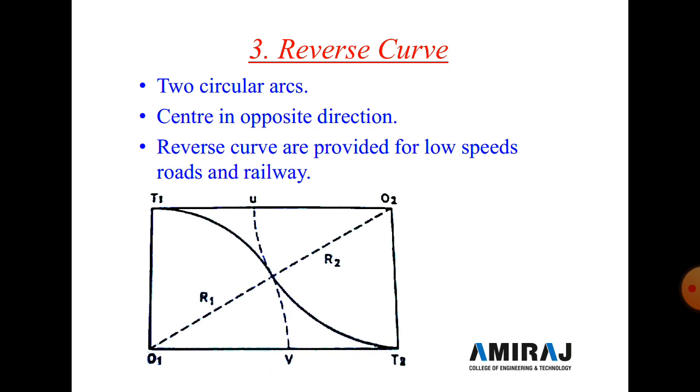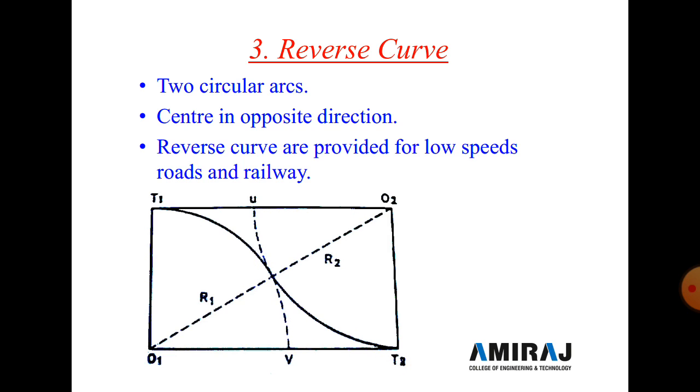So two circular arcs are done in opposite directions, like radius r1, arc T1 to V, and radius r2, arc T2 to U. Clear? So both the arcs touch at a single point, this point. Clear? And the starting point is T1 and the end point is T2.